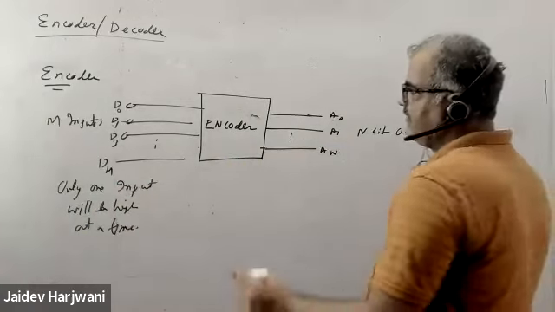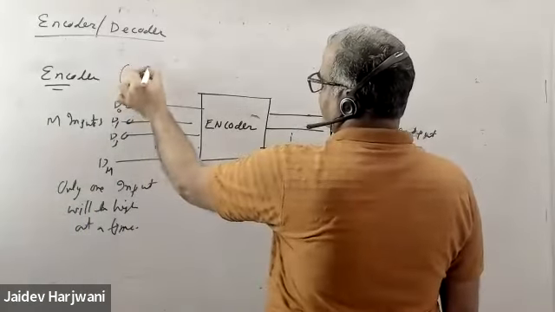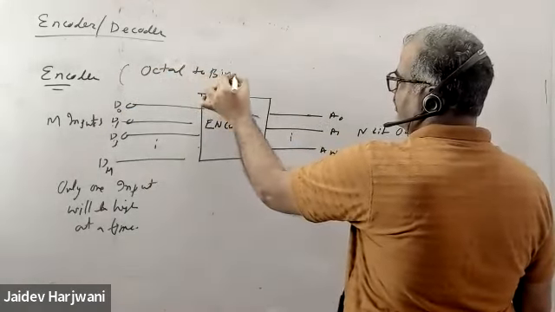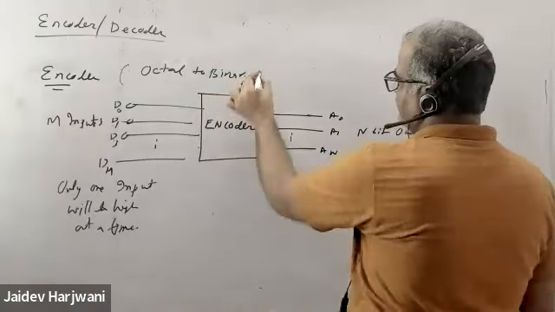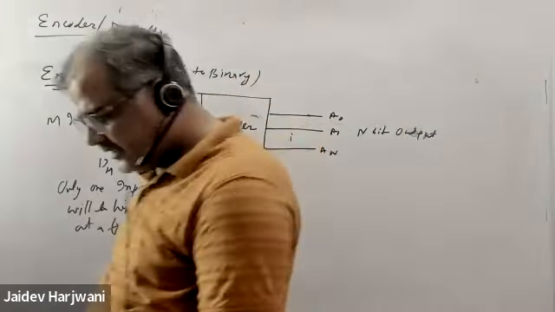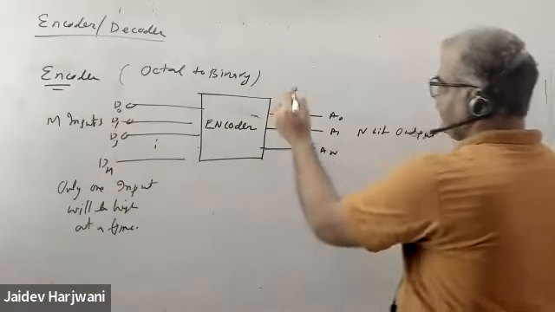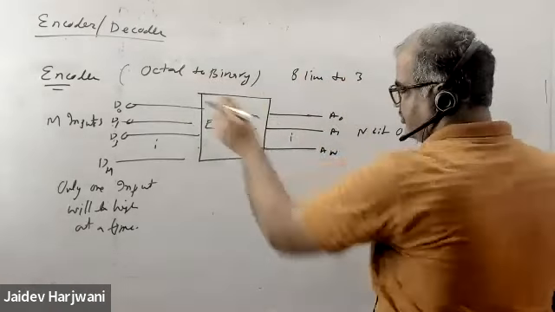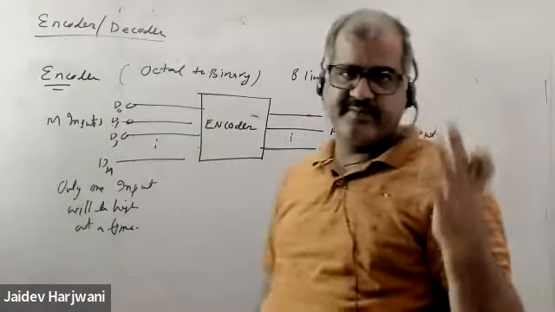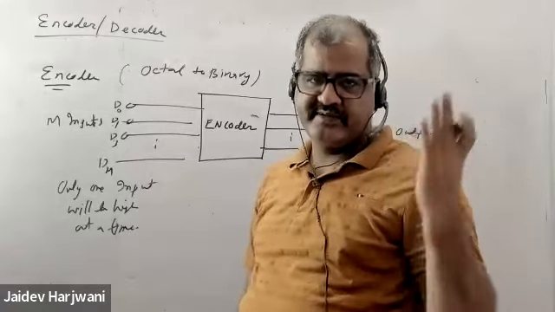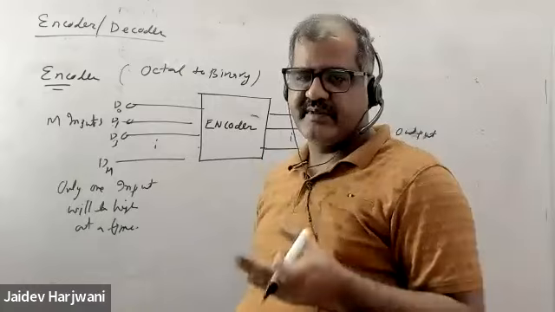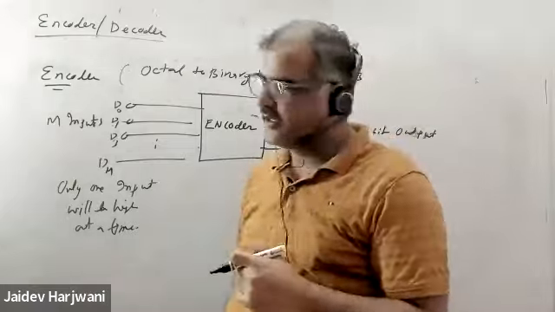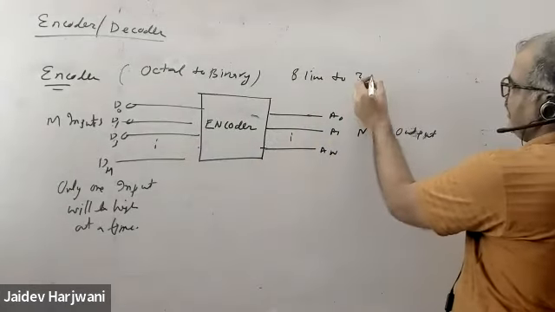For example, I want to make an octal to binary converter. Octal means 8 lines, so 8 line to 3 line binary. You know any octal number can be represented by 3 binary numbers. Similarly, a hexadecimal number can be represented by 4 binary numbers. So this is called your 8-line to 3-line converter.